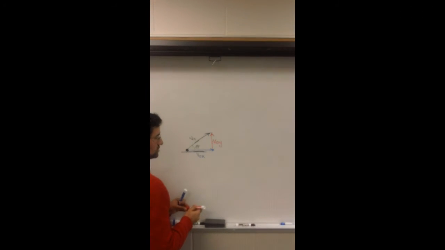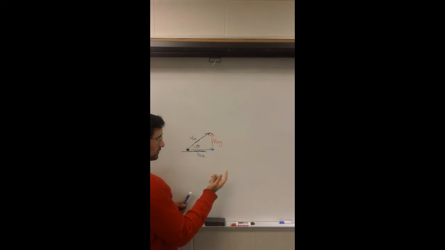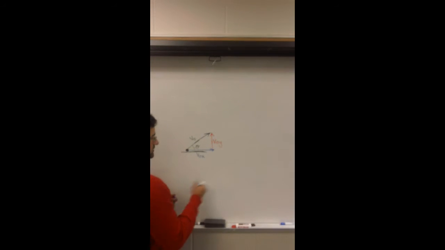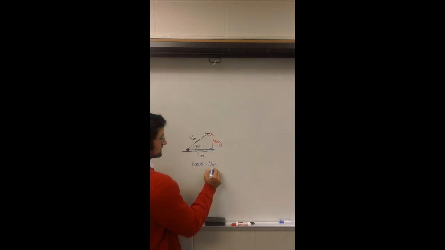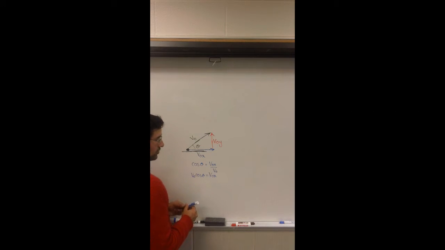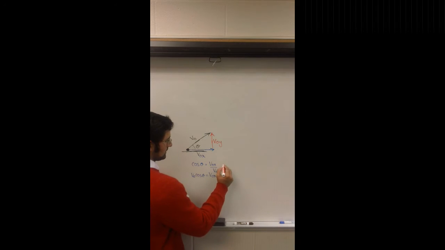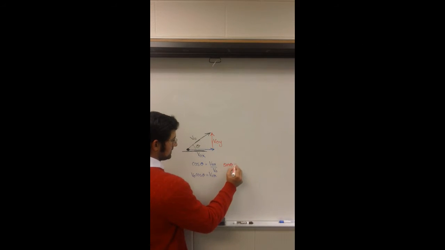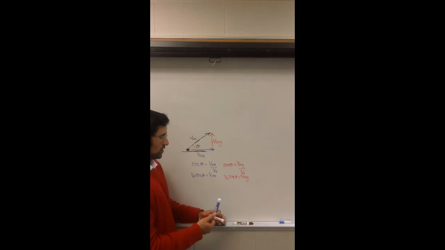Now how do you find the initial velocity in the x direction or the initial velocity in the y direction? You're just going to use your trig functions. If somebody asks, what's the initial velocity in the x direction? You can simply say, well, cosine theta is v0x over v0, and then v0 times cosine theta gives you your v0x. You can do the same thing for your v0y. Sine theta is equal to v0y over v0. So v0 times sine theta gives you your v0y. Remember, v0y just means the initial velocity in the y direction.